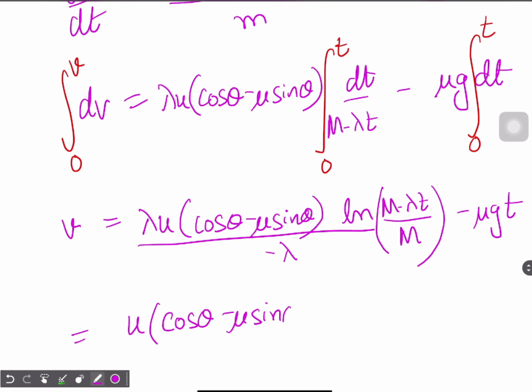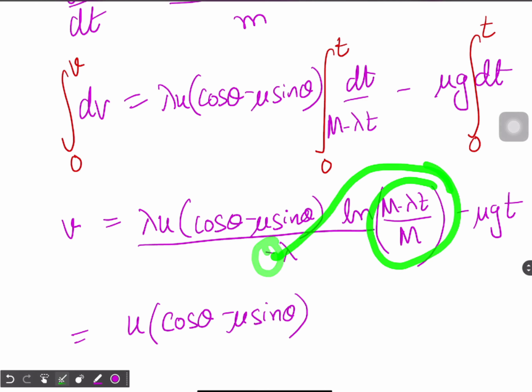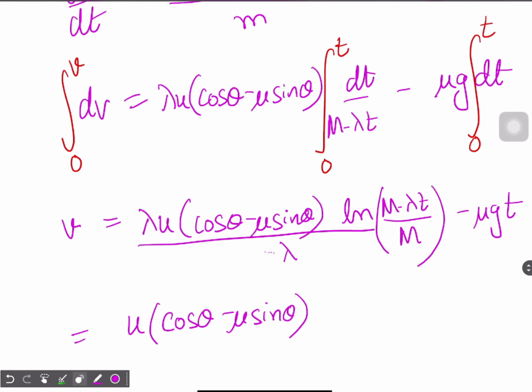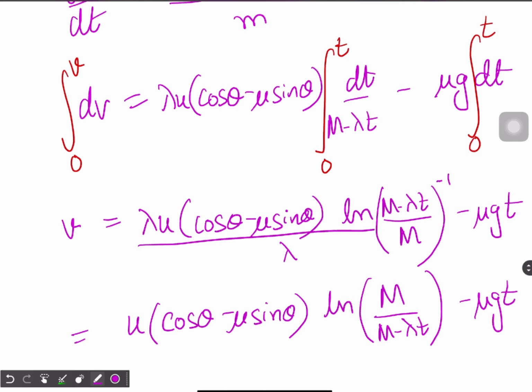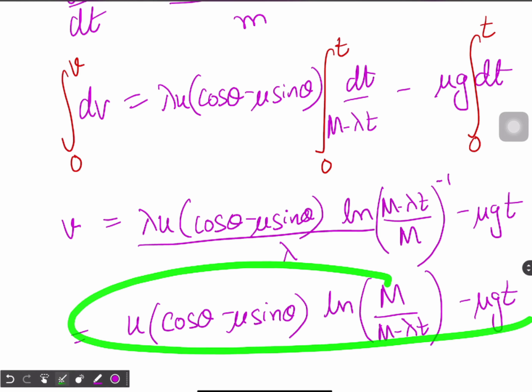Here we have a factor of minus 1. I'll take this minus 1 inside the logarithm, so in the logarithm I'll get a power of minus 1. This will basically give me the inverse, m divided by m minus lambda t, and then minus mu g t. That's it. This is your velocity as a function of time.